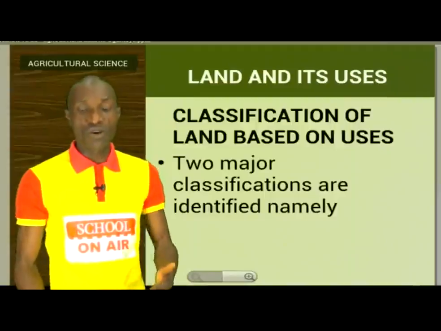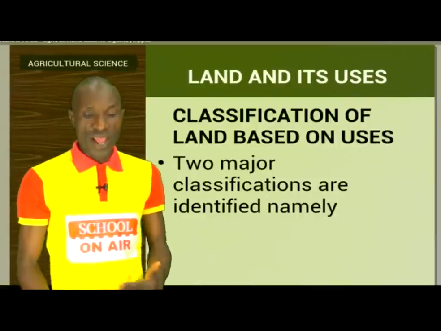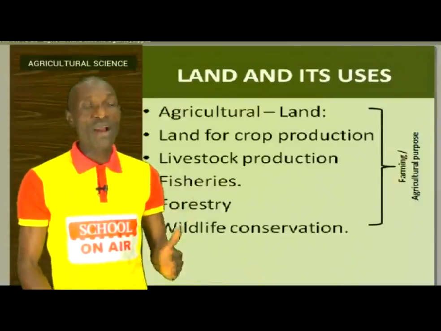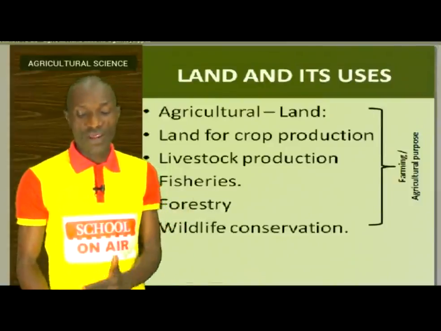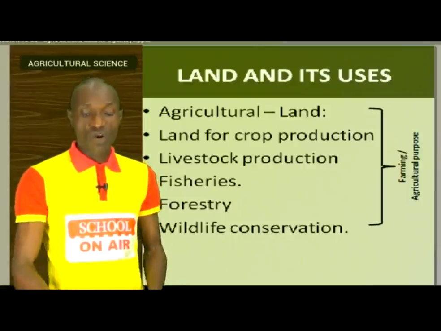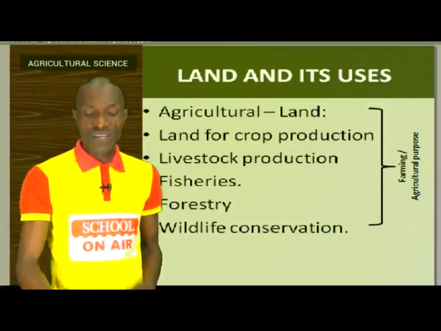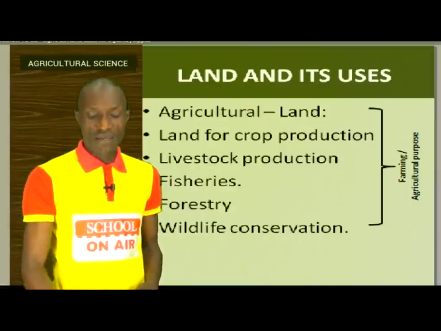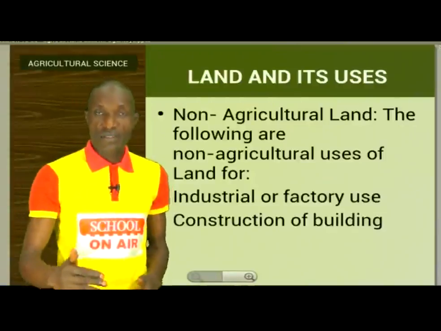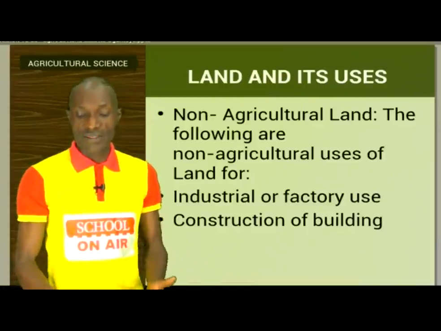And later we went on to discuss the classification of land based on uses. Under this, we have two major classifications. That means we have agricultural land and non-agricultural land. And under agricultural land, we discussed the land that is used for crop production, land used for livestock production, land used for fisheries, land used for forestry, and finally, land used for wildlife conservation.